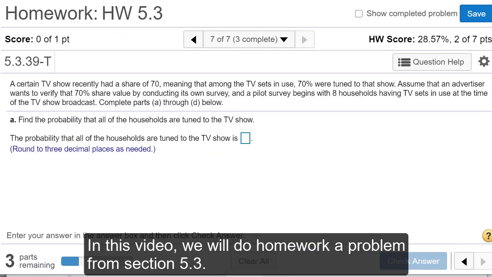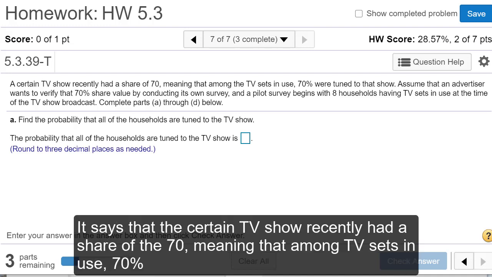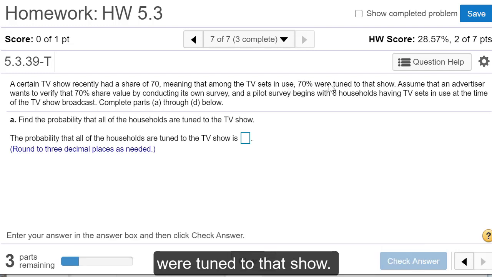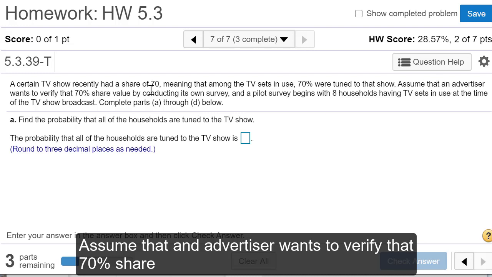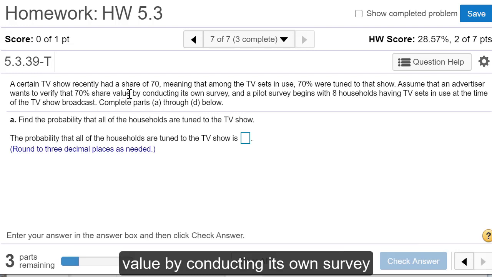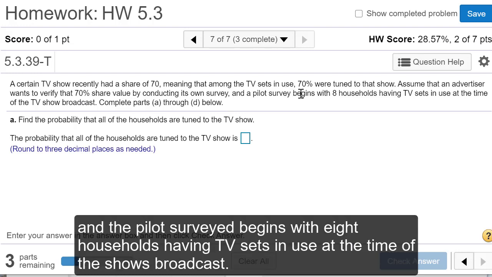In this video, we will do a homework problem from section 5.3. It says that a certain TV show recently had a share of 70, meaning that among TV sets in use, 70% were tuned to that show. Assume that an advertiser wants to verify that 70% share value by conducting its own survey, and the pilot survey begins with 8 households having TV sets in use at the time of the show's broadcast.